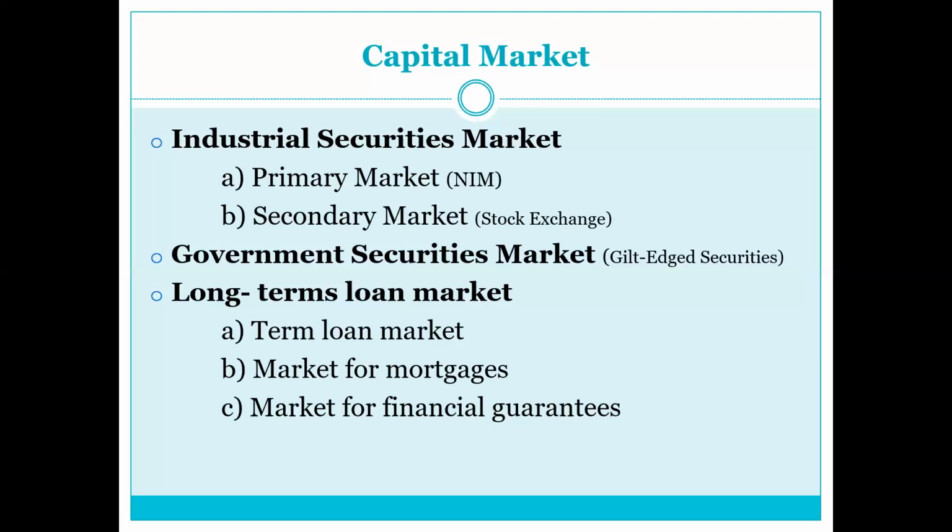Third one is the market for financial guarantees. Sometimes financial institutions are willing to stand as a guarantee for the loan that you take or the money that you owe. The market that deals with such financial guarantees is known as the market for financial guarantees. So the industrial securities market, the government securities market, and long-term loans market come under the capital market, which deals with securities which have a maturity period of more than 1 year.